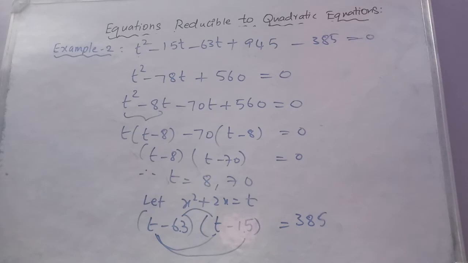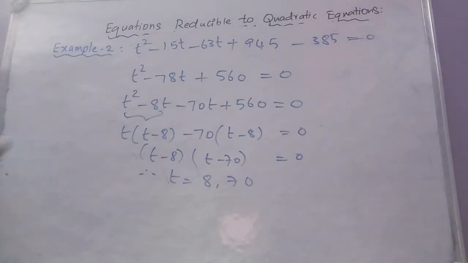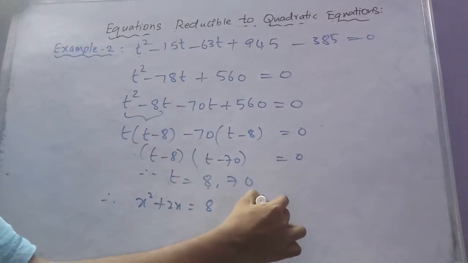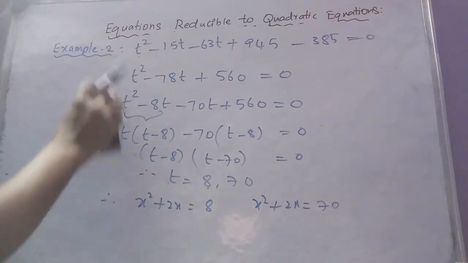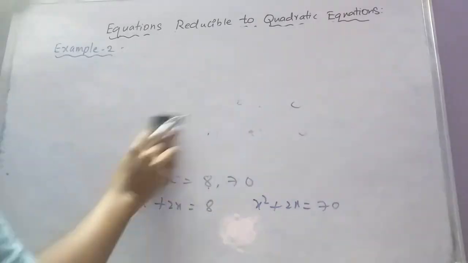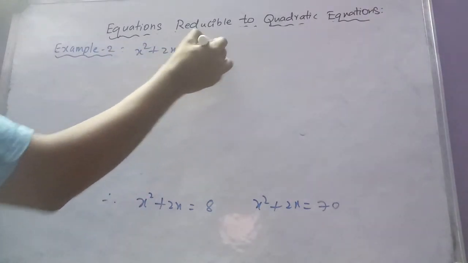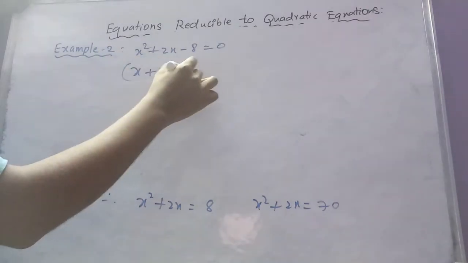But I am not supposed to get just t value. I am not supposed to be satisfied with t value. Actually I should find what is x value, right? So what is t here? The t means x square plus 2x. So therefore, t means what? Therefore x square plus 2x is equal to 8, or x square plus 2x is equal to 70. We are supposed to solve these two quadratic equations. If you solve it, you will get the values of x. Then you will get the required answer. So first I will take this quadratic equation, x square plus 2x minus 8 equal to 0. And if you factorize this, you will get x plus 4 into x minus 2 equal to 0.